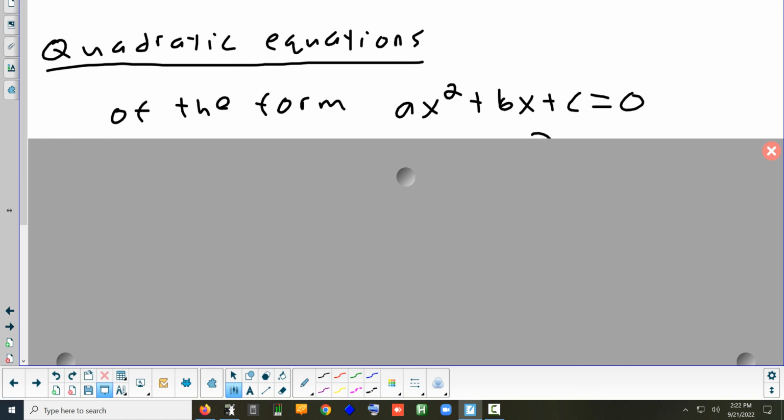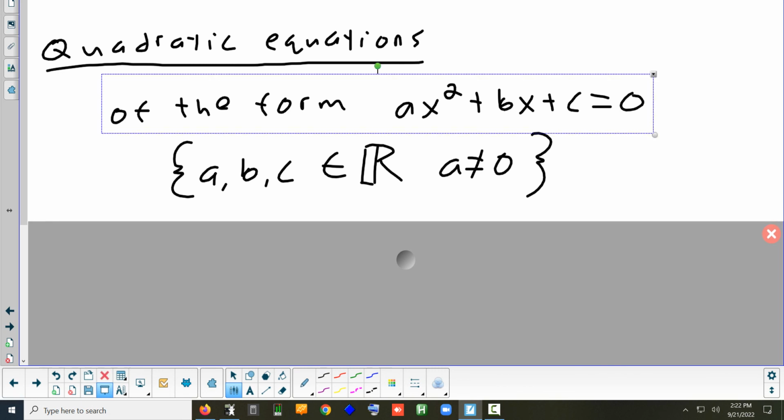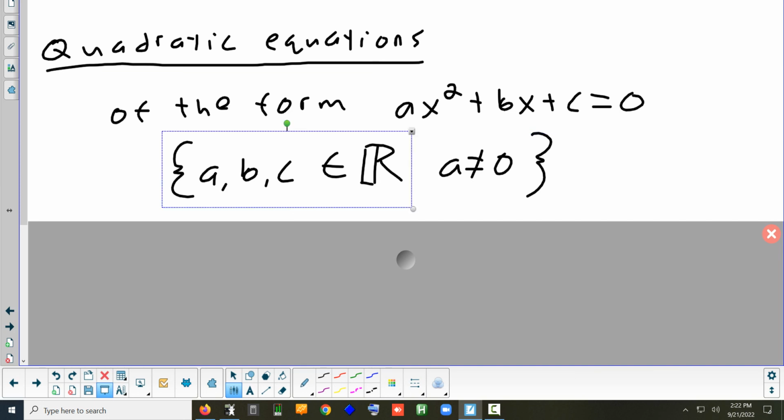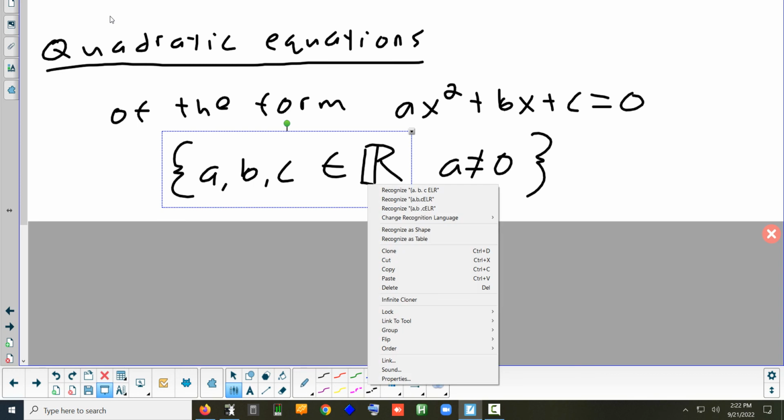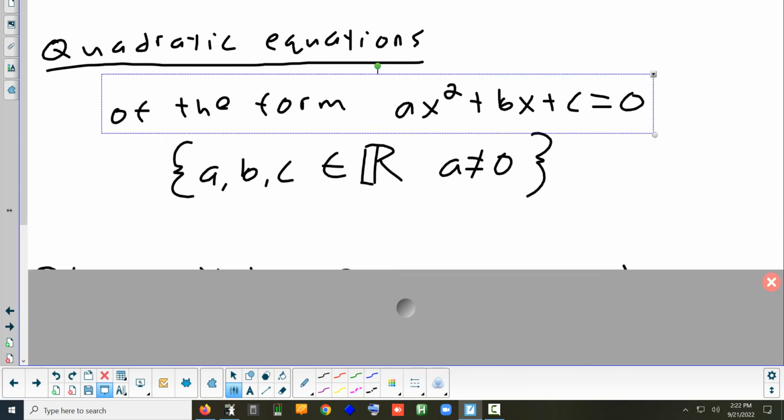Now the a, the b, and the c can be any number you want, except a can't be what number? Because if it was this number, it would wipe out the x squared. Yeah? 0. Right. A can't be 0. But other than a being 0, it can be anything else you want. So this says a, b, and c are real numbers. Positives, negatives, fractions, whatever you want. Except a is not 0.